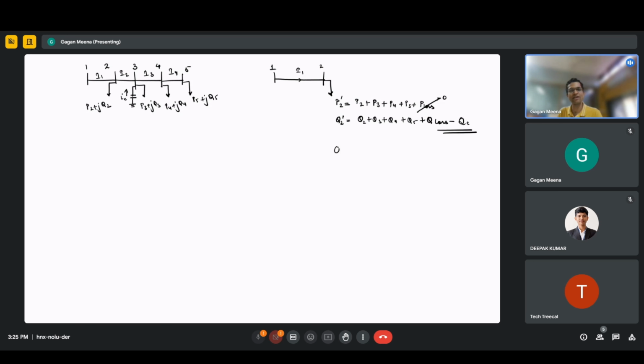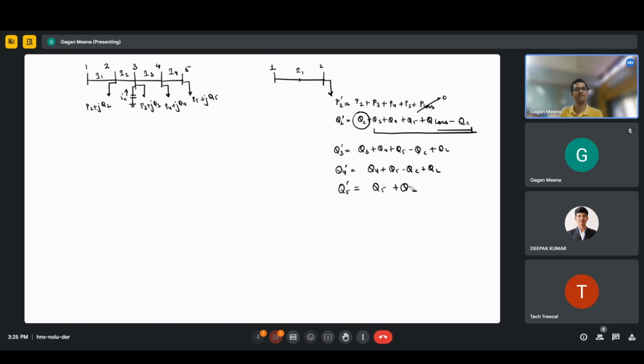If we write Q3 dash, then only this term will not be there, but all the rest of the terms will be there. So Q3 plus Q4 plus Q5 minus QC plus Q loss. Similarly, Q4 dash will be Q4 plus Q5 minus QC plus Q loss. If we see Q5, then Q5 is simply Q5 plus QL.